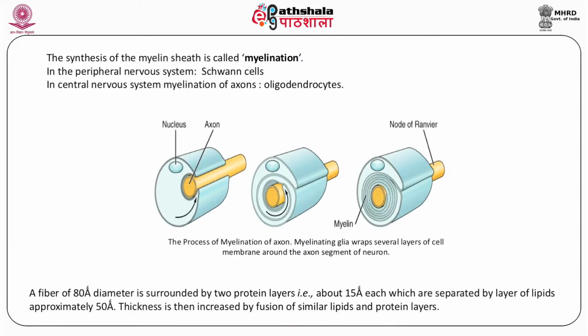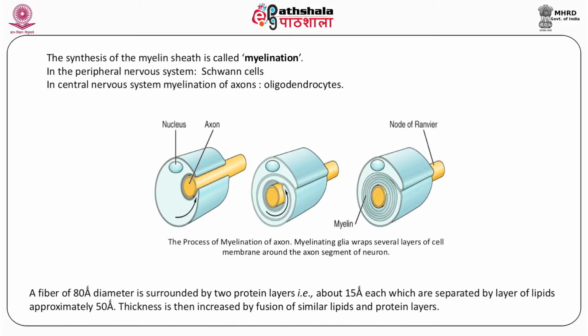The synthesis of the myelin sheath is generally called myelination. In the peripheral nervous system, the Schwann cells are responsible for this synthesis, and in the central nervous system, myelination of axons is done with the help of oligodendrocytes. A fiber of say 80 Angstroms is surrounded by two protein layers of around 15 Angstroms each, which are separated by a lipid layer of approximately 50 Angstroms.